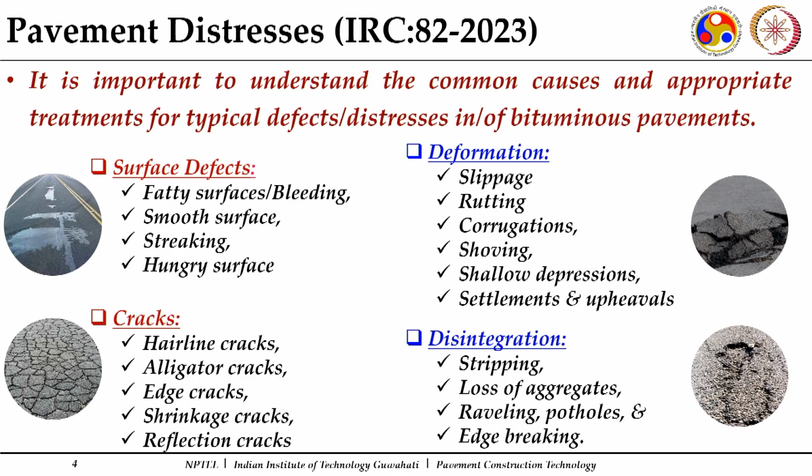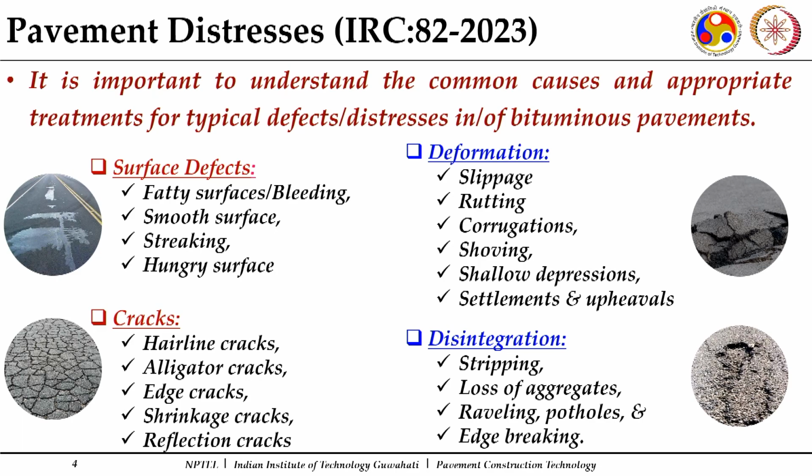As we discussed in our previous lecture also, it is very important to understand, when some distress occurs on the pavement surface, specifically when some premature distress takes place, the cause of those distresses, and only then will we be able to work out a possible treatment for that kind of distress. We have IRC 82, which gives us the code of practice for the maintenance of bituminous roads.